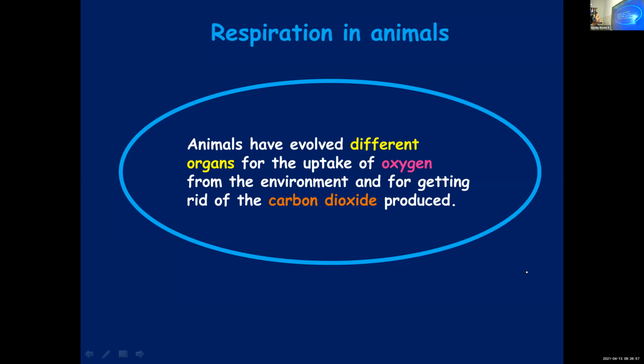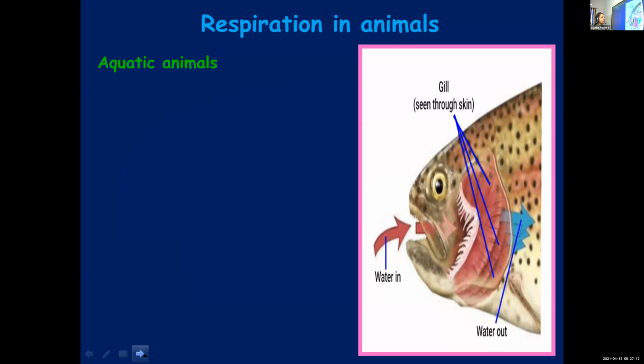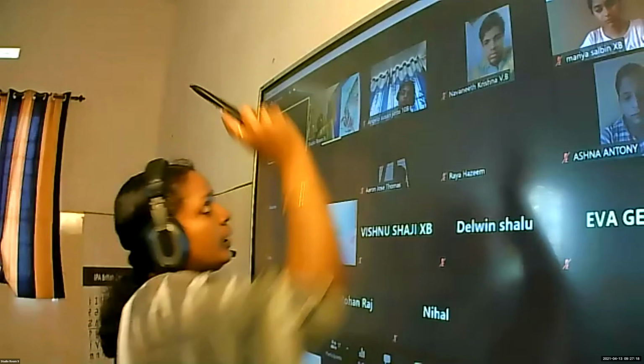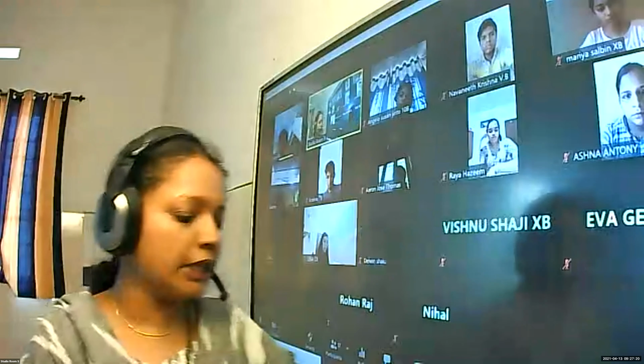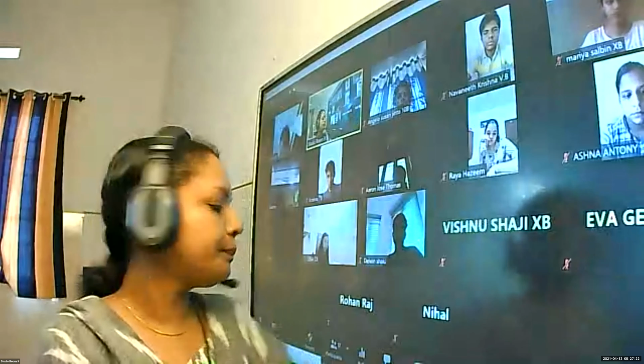So that is what is written over here. Animals have evolved different organs for taking in oxygen from the environment and for giving out carbon dioxide. All organisms do not have the same type of respiratory organs. Different organisms have different types of respiratory organs. We will be continuing with respiration in animals in the next class. Any doubts?